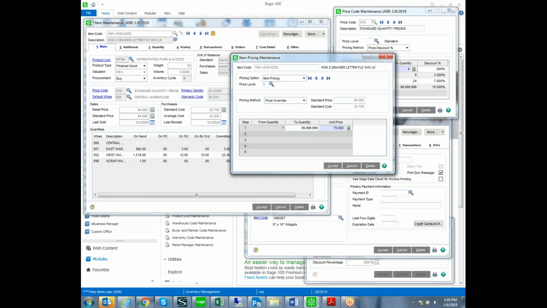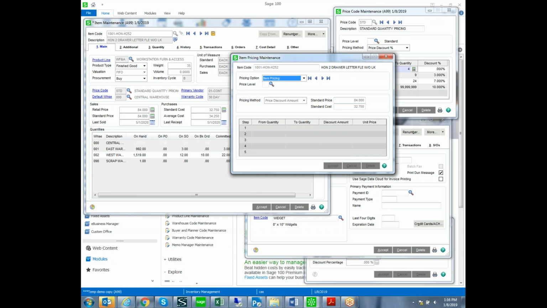Now, it doesn't matter whether the $75 is more or less than the pricing that was calculated based on the price code maintenance, because it's more specific. The price code applies to multiple items. This item pricing applies to this particular item, so it is more specific and will override any other pricing that's set up. Now, that would be set up for that particular price level.